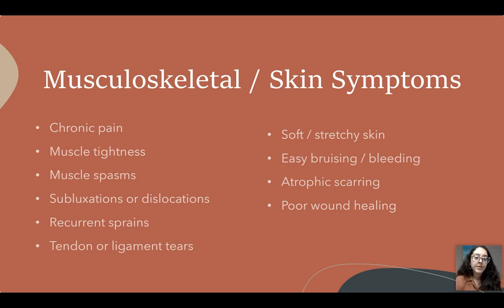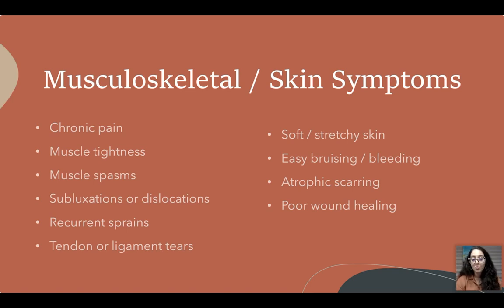So in the musculoskeletal or skin symptoms, there can be many, many things going on. We can have chronic pain, we can have muscle tightness. So our muscles are trying to make up the job of the connective tissue or of the, let's say, ligaments that might not be as strong or have as much integrity. And so our muscles can get really tight to try to keep our body in space, to try to hold everything in together. We can have muscle spasms, we can have subluxations or dislocations.